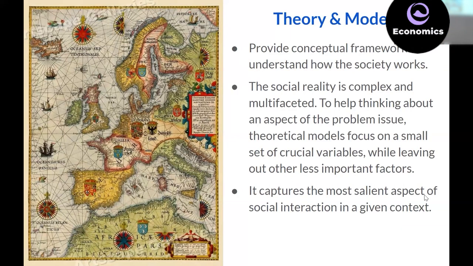So social reality is complex and multifaceted, and to help us think about one aspect of a problem or issue, theoretical models focus on a set of crucial variables, salient features that we think are key factors, and leave out others. In a way, we abstract away from a lot of factors so that we can see things more clearly. It captures the most salient aspect of social interaction in a given context.